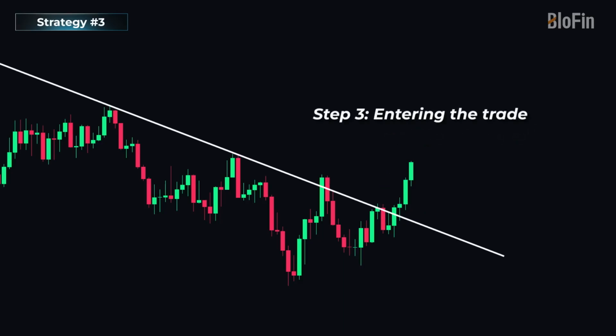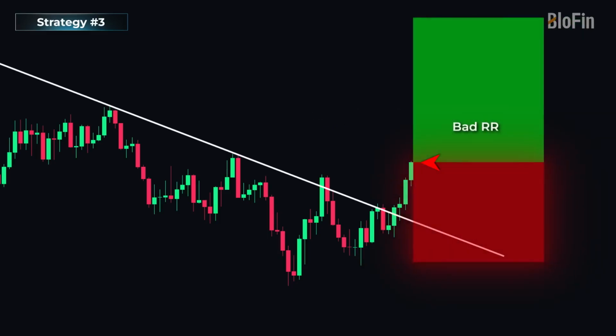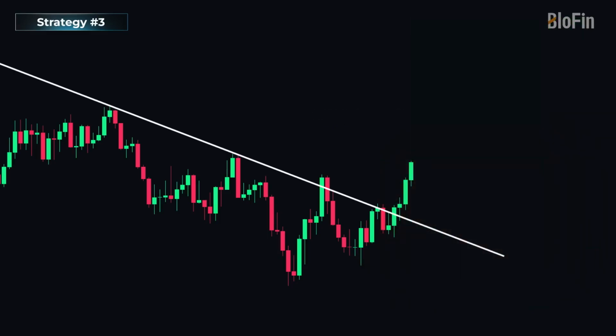Once a valid breakout is identified, we can move on to the last step, which is entering the trade. For our entry, I don't recommend entering immediately after the breakout because at this point, price had already moved too far, which will give us a bad risk-to-reward ratio. So a trick that I use is to enter during the pullback after the breakout because what usually happens is, after price makes a sharp breakout, it will often make a slight pullback, retesting the trend line before continuing its direction. Once we get that pullback, we can enter a buy position.